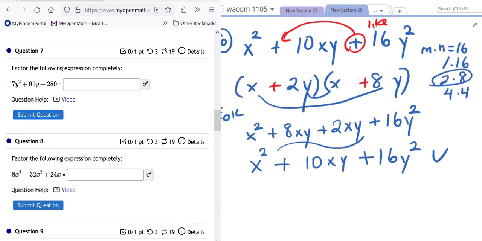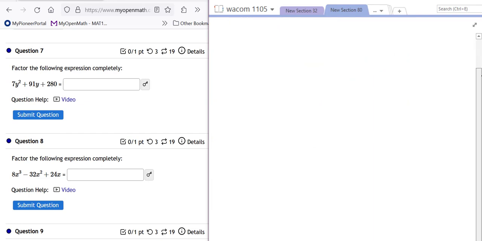Ugh, this next one looks nasty. My guess is that it has a GCF. And so I'm going to try that.